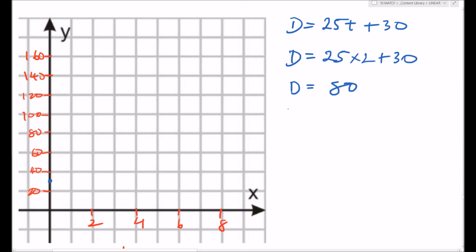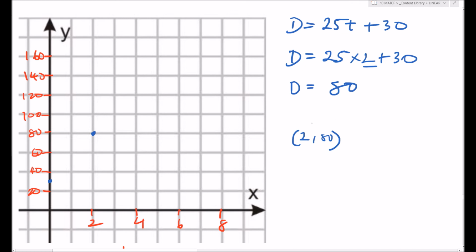So that means that if I use 2 on my t, d would be 80. So that next coordinate would be 2, 80. So 2 and 80 will be here. Okay, let's use one more.